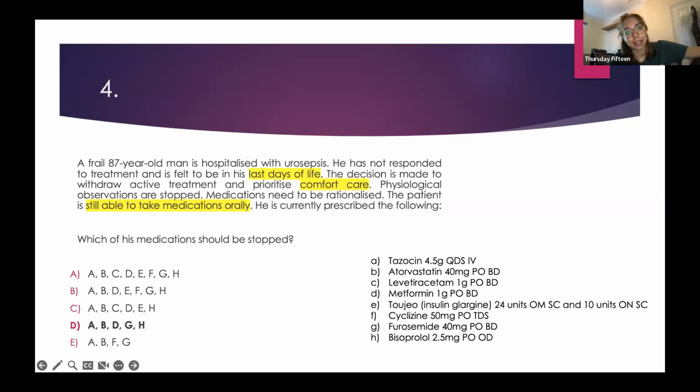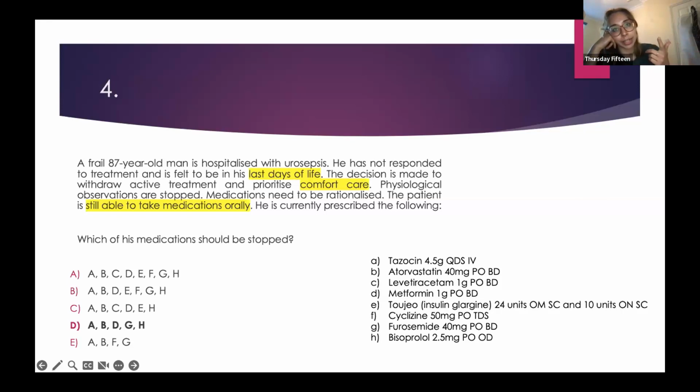We want to continue the antiepileptic, but it's common for people's blood pressure to fall at end of life, so we don't really want to continue the furosemide and the bisoprolol, and we also don't necessarily want to stop the insulin, so that one's incorrect. C, again, we're continuing the bisoprolol, and I think the blood pressure thing is important to consider. D is the correct answer because we want to continue the seizure prophylaxis. We need to consider how to manage this patient's insulin ongoing.